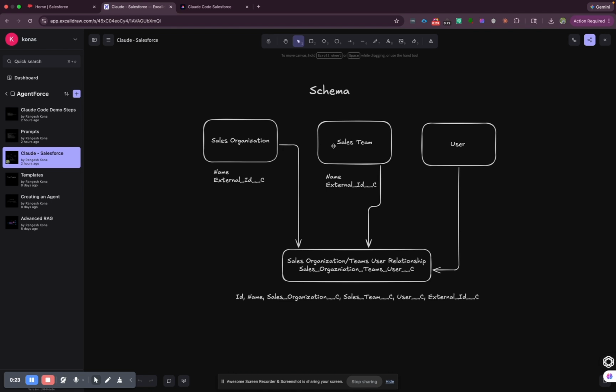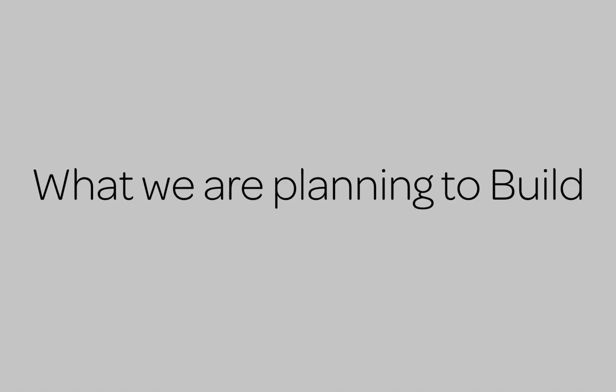The user is a standard object. We are creating two custom objects: one is Sales Organization and the other is Sales Team. We are going to build a junction object, the relationship between Sales Organization, Sales Team and the User object. Here you can see we have two new fields we are planning to create, and under Sales Team we are also planning to create two new fields. Under that, we are going to have a junction associated with the Sales Organization, Sales Team, and the User object. This is the schema which we are planning to use to develop our new custom LWC component.